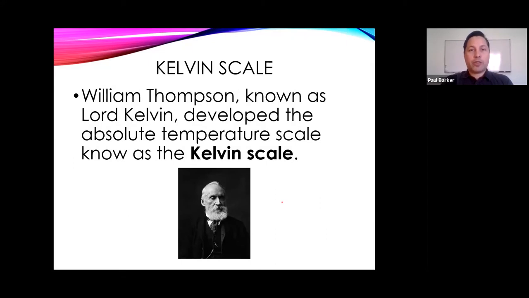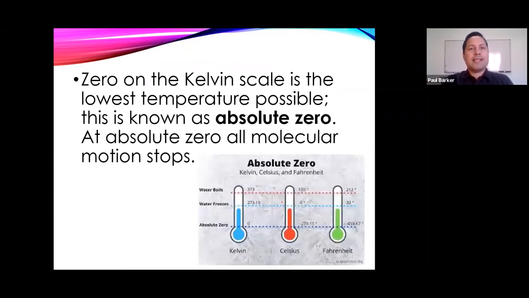Let's go ahead and get started with the Kelvin scale. William Thomson, known as Lord Kelvin, developed the absolute temperature scale known as the Kelvin scale. 0 on the Kelvin scale is the lowest temperature possible. This is known as absolute 0, and at that temperature, there is no molecular motion. Molecules no longer move. That is known as the coldest temperature possible.